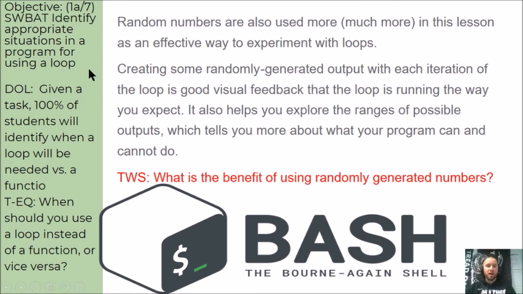Random numbers are also used much more in this lesson as an effective way to experiment with loops. Creating some randomly generated output with each iteration of the loop is good visual feedback that the loop is running the way you expect. It also helps you explore the ranges of possible outputs, which tells you more about what your program can and cannot do. So your think, write, share here is: what is the benefit of using randomly generated numbers?